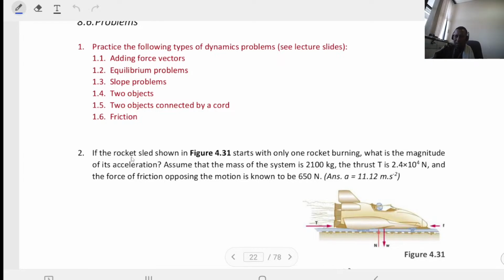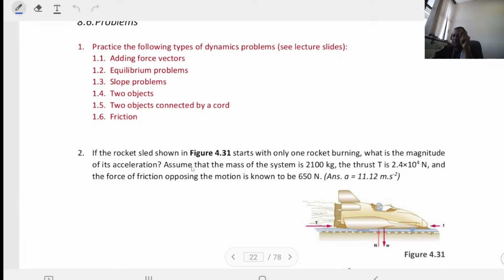If a rocket slide is shown in a figure, that means this is a rocket going fast. It starts with only one rocket burning, that's where the thrust is coming from. It moves with a magnitude of acceleration. What is the magnitude of its acceleration?